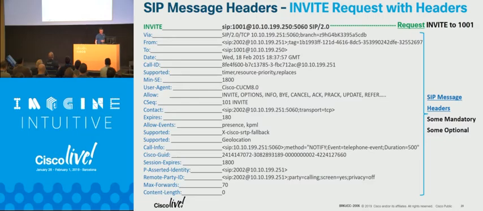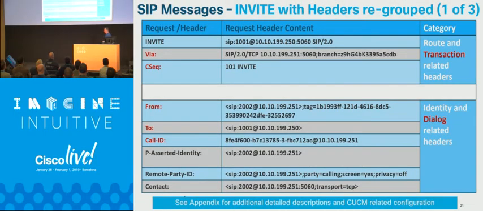So what I've done is taken these, and I've regrouped them a bit into logical categories. So the first group here is the root and transactional related headers, and then we'll look at the from and to headers, the call ID, the identity as well. But again, in the appendix, you'll see that I go through every one of these lines, describe whether it's mandatory, optional, and how Call Manager configuration can address or change those configurations.